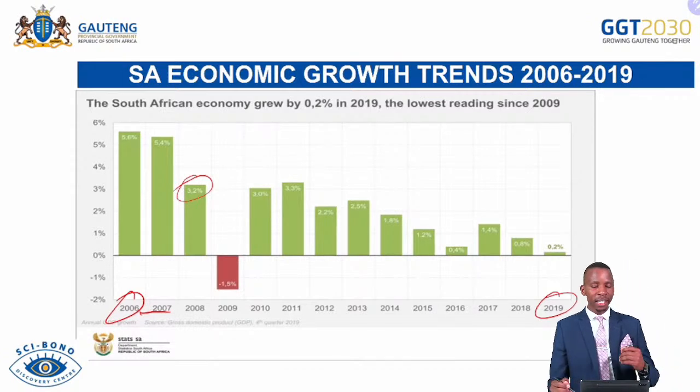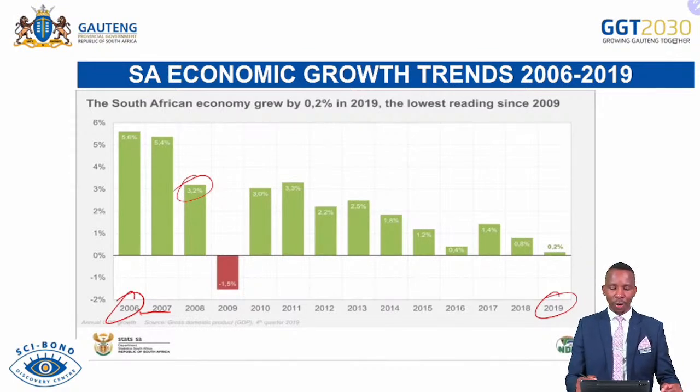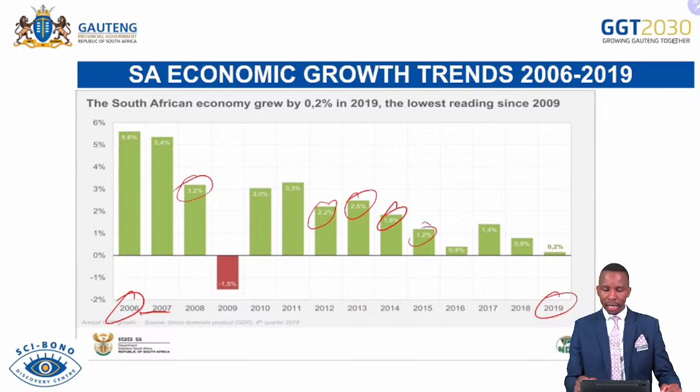In 2010, it slightly increased to 3%, and then 2011 increased slightly to 3.3%. In 2012, it declined to 2.2%. In 2013, it increased slightly to 2.5%, and then 2014 decreased to 1.8%, and 2015 decreased to 1.2%. 2016 decreased to 0.4%. In 2017, it increased slightly to 1.4%. 2018 decreased to 0.8%, and 2019 drastically declined also to 0.2%. So these are the trends of economic growth in South Africa from 2006 to 2019.